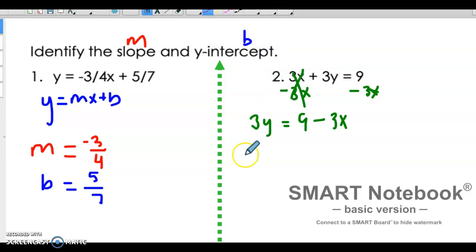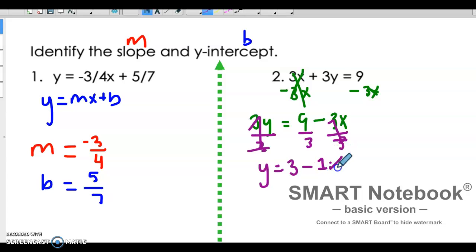Now we need to get y by itself, so we have 3 times y, which means we need to divide all three terms in this equation by 3. Here, 3/3, that makes a giant 1, so we get y is equal to 9 divided by 3 is just 3. And then minus 3/3, that's a giant 1. So 3 minus 1x, which you could just write as y equals 3 minus x.